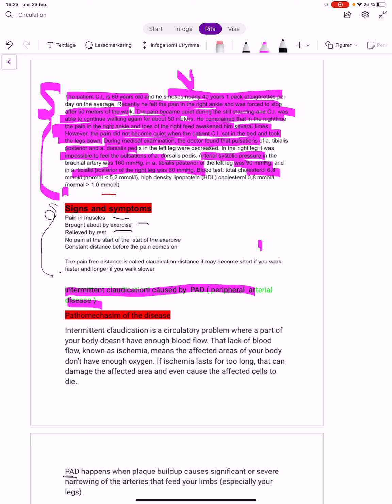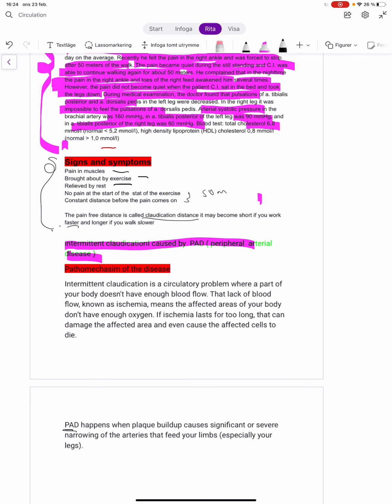However, there is a constant distance before which the pain comes, and in this case, after 50 meters, our patient would experience the symptoms. This is actually called the claudication distance. The pain-free distance is what we call the claudication distance, and it may become shorter if we walk faster, or longer if we walk slower.